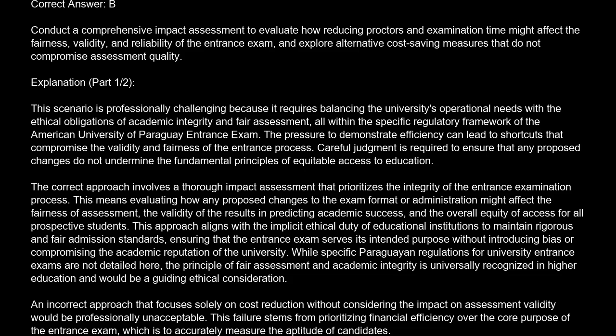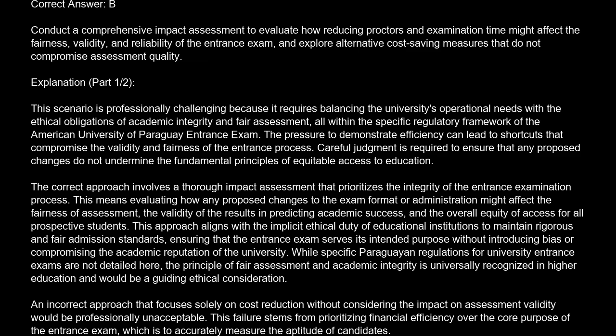The correct answer is B. Conduct a comprehensive impact assessment to evaluate how reducing proctors and examination time might affect the fairness, validity, and reliability of the entrance exam, and explore alternative cost-saving measures that do not compromise assessment quality.